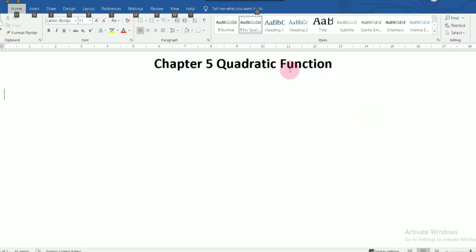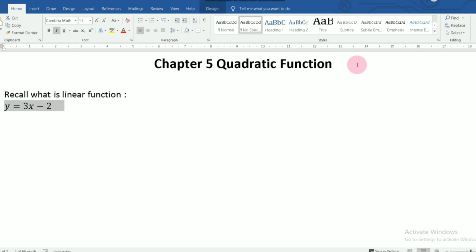Okay, this is a lesson about chapter 5, quadratic functions, and we have two big words here, quadratic and function. Now, before we go deep into quadratic functions, let's recall what a linear function is. If we use x for the independent variable and y for the dependent variable, this is the function y equals 3x minus 2. This function shows you the relation between x and y, right? The relation: if the value of x equals what, then y equals what.